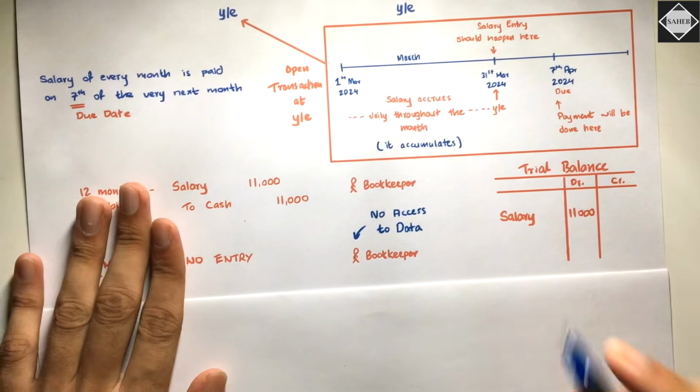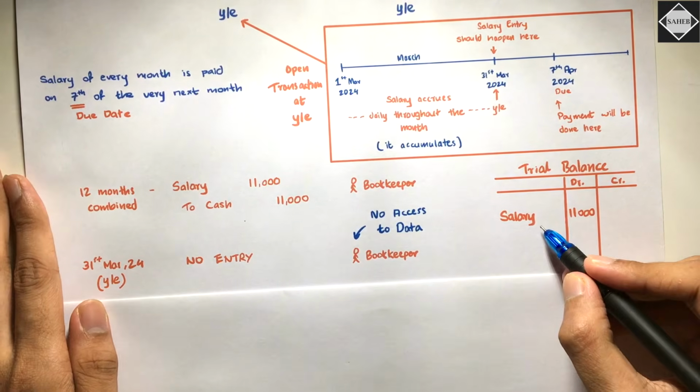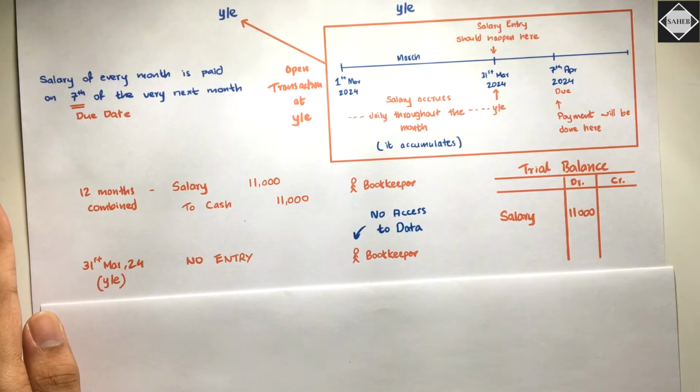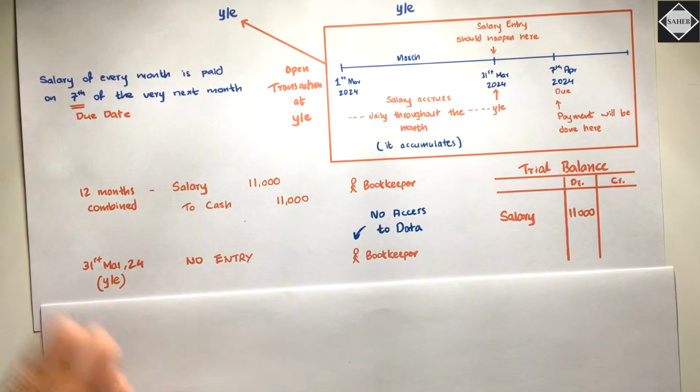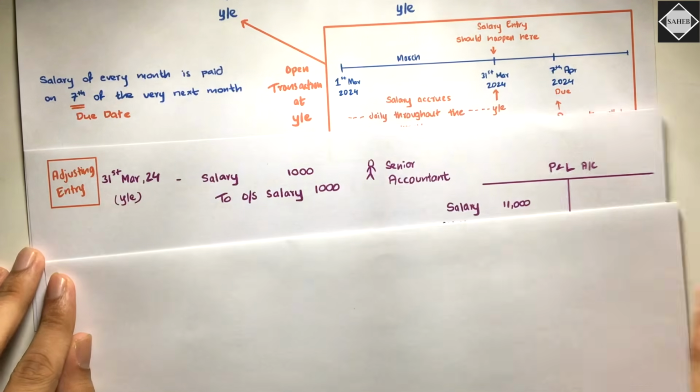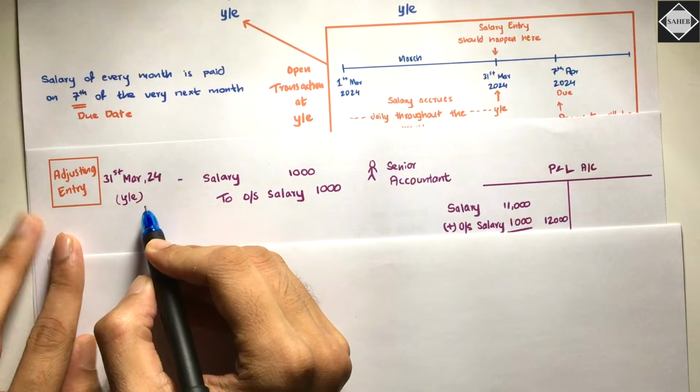What we have to do is pass an adjusting entry and record an additional 1,000 as an expense that will go to the statement of profit and loss. That's the thinking of the senior accountant. So let me show you the adjusting entry passed by the senior accountant. See here what he will do. He will pass the entry on 31st March 2024, at the year end.